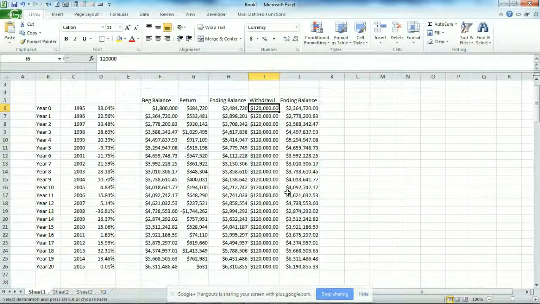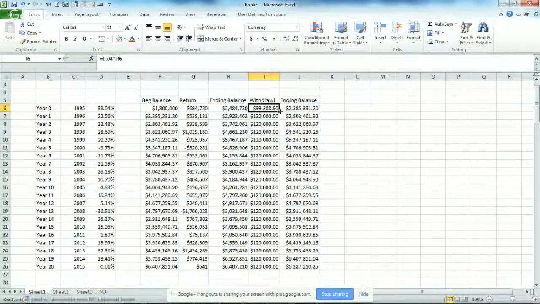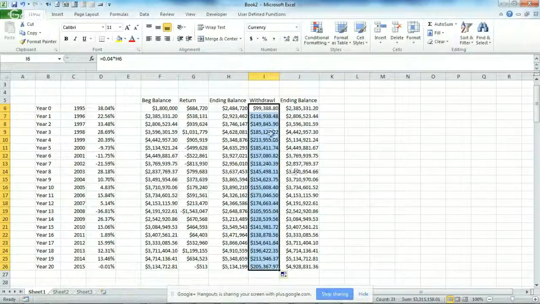So let's try this: we have 0.04 times your ending balance. So we'll just drag this down. So what you did is you withdraw $99,000 the very first year, and then $116,000. So if the market does go up, you withdraw more. By default, it becomes more, even though it's only 4%, and when the market's down, it becomes less.